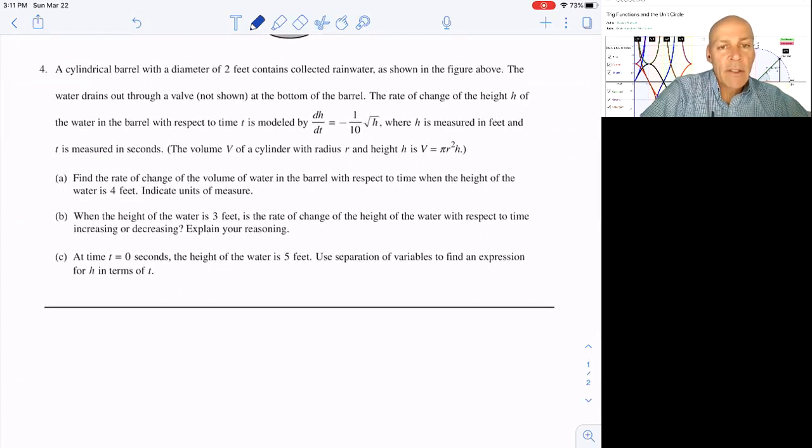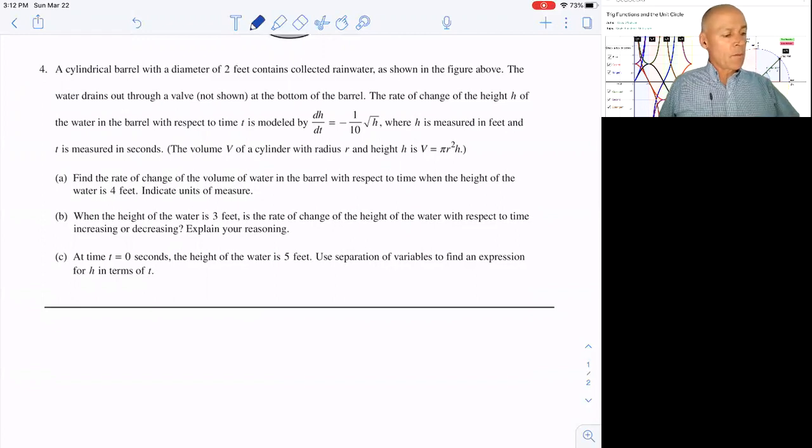A: Find the rate of change of the volume of water in the barrel with respect to time when the height of the water is 4 feet. Indicate units of measure. B: When the height of the water is 3 feet, is the rate of change of the height of the water with respect to time increasing or decreasing? Explain your reasoning. And then part C: at time t equals 0 seconds, the height of the water is 5 feet. Use separation of variables to find an expression for h in terms of t.